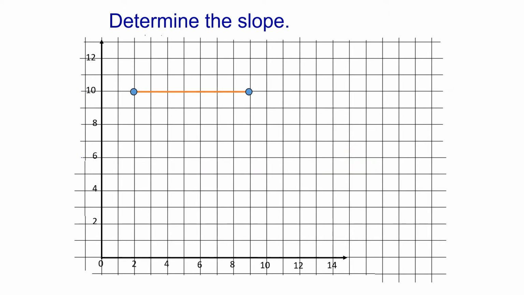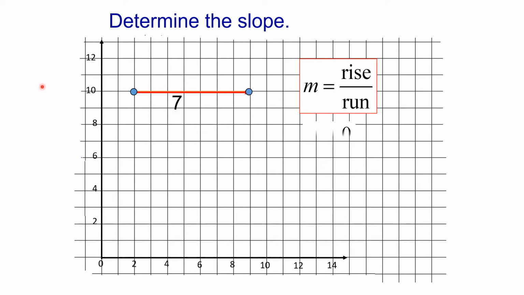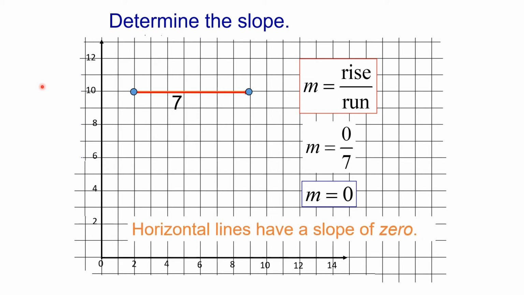How about this one? Slope is rise over run. I've got 7 units there. That's my run. But what's my rise? To get from my leftmost point to my right point, what am I rising? I'm not rising at all. So when I sub into the formula, I get a 0 for the rise. What is 0 over 7? It's 0. The horizontal lines all have a slope of 0.